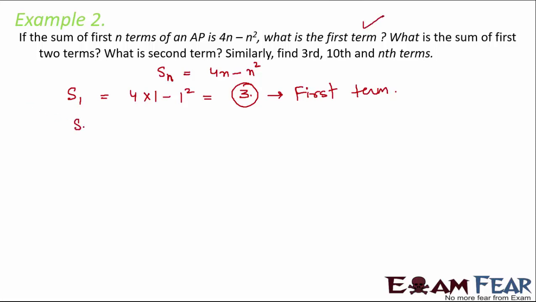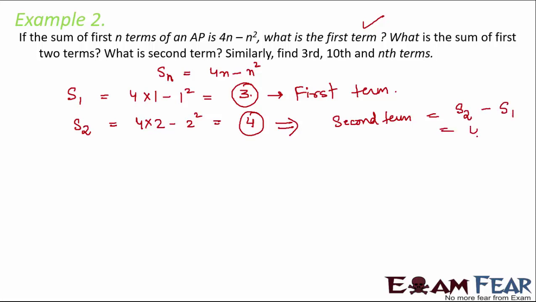Now let's calculate S2. If we put n is equal to 2, this becomes 4 into 2 minus 2 square. So 8 minus 4, which is equal to 4. Now this 4 is the sum of the first term and the second term. Correct? So we can say this is the sum of the first two terms, and from this we can say that the second term is equal to sum of the two terms minus the first term. So 4 minus 3, that is equal to 1. So first term is 3 and second term is 1.